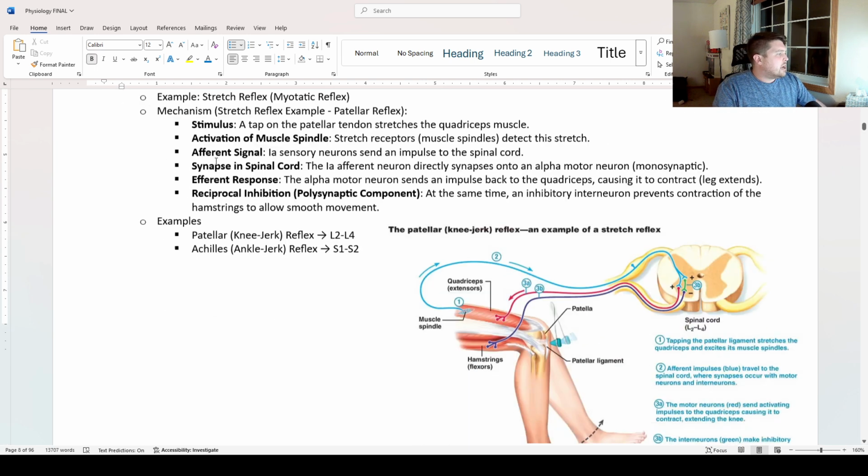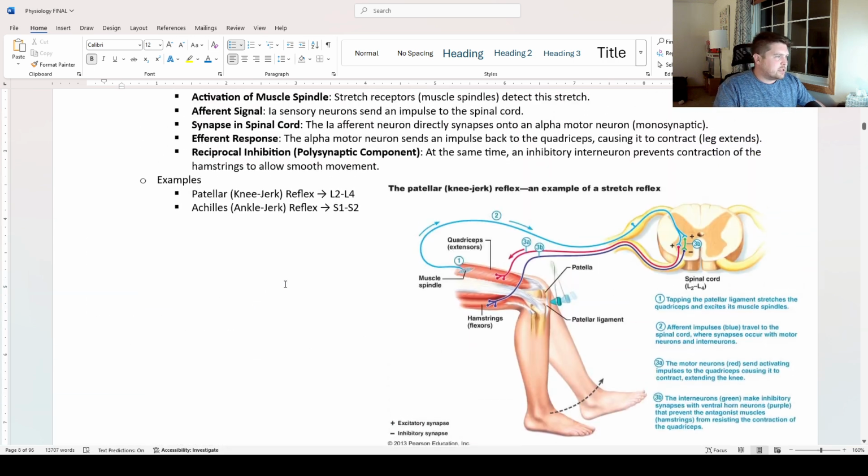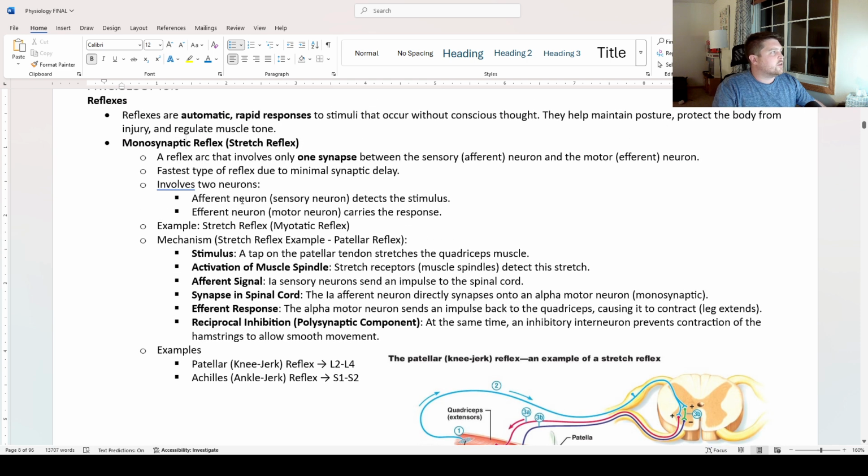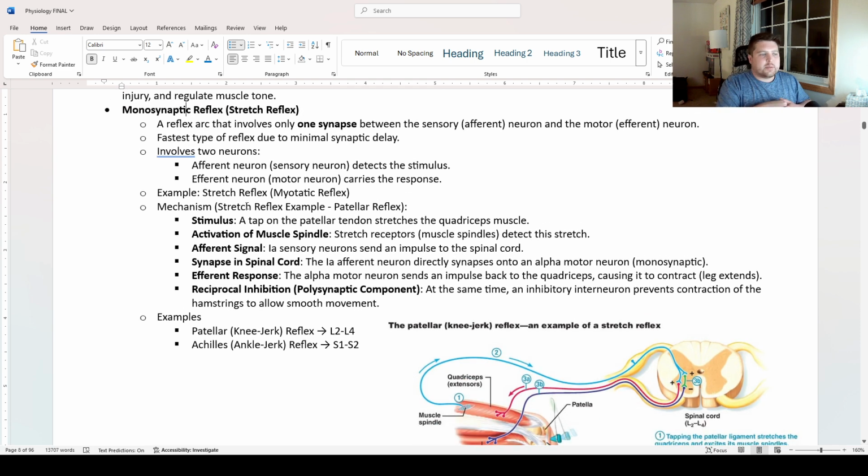Now we have monosynaptic and polysynaptic reflexes. When we talk about these, we refer to how many synapses it takes for the reflex to go from sensation to motor. So a reflex arc involving only one synapse, where the sensory or afferent neuron connects directly to the motor or efferent neuron, is a monosynaptic reflex.